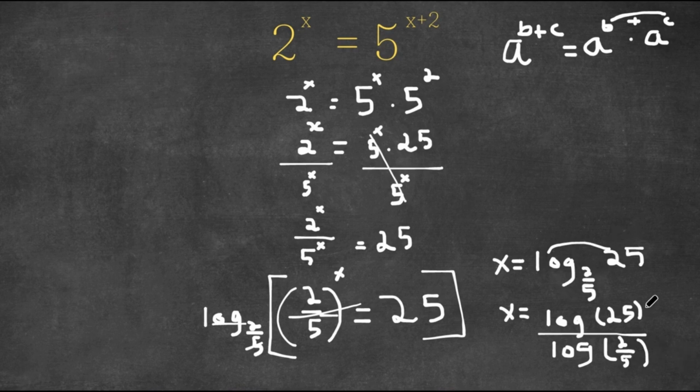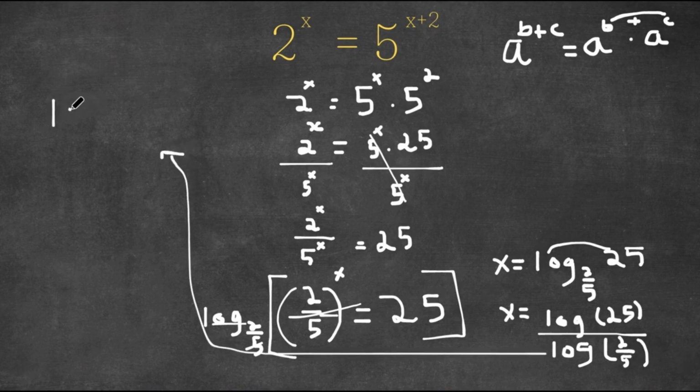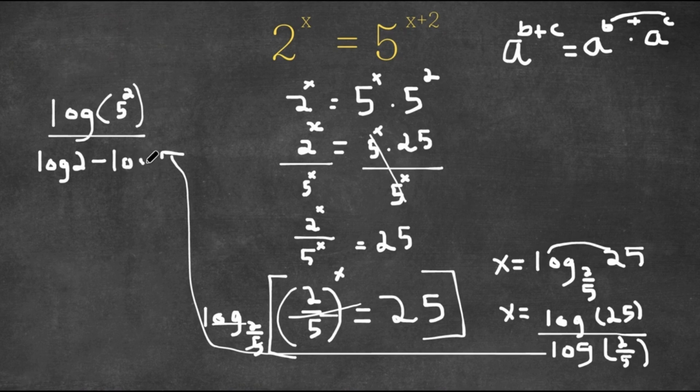So now this can be converted to log 5 squared, because we're simply changing the 25 to a 5 squared, over log 2 minus log 5. Remember, when we're subtracting logarithms, we divide, so we're simply inversing that. So log 2 minus log 5.